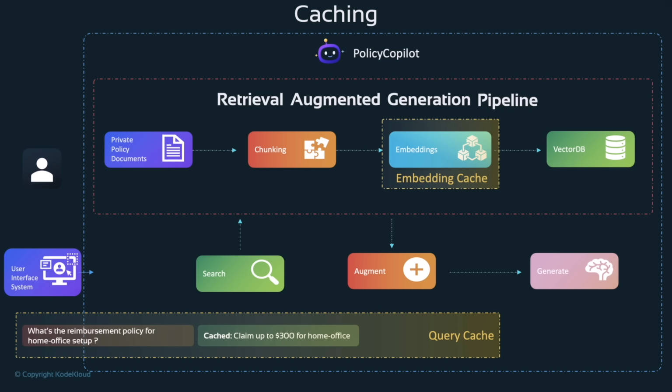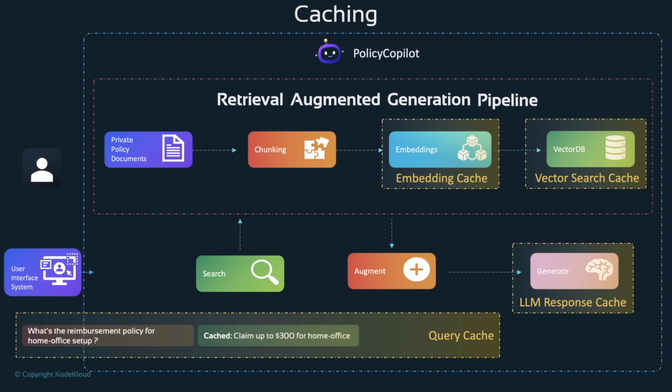Embedding cache stores the computed vectors for text. This is useful because generating embeddings is expensive, and we often process the same text multiple times, like policy chunks that appear in multiple searches. Vector search cache stores the results of database queries. This helps when similar queries return the same results. Remote work and working from home might return identical chunks.